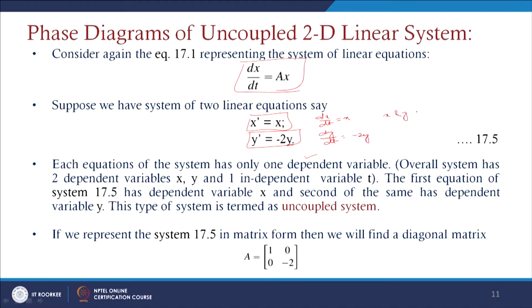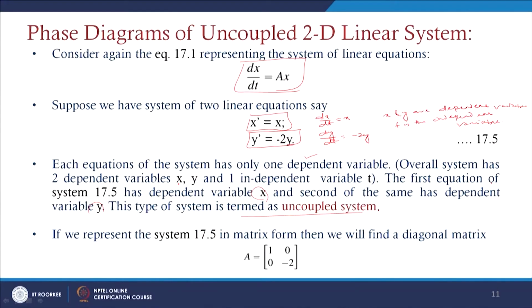So x and y are dependent variables, and t is the independent variable. Each equation of the system has only one dependent variable. Overall the system has two dependent variables, x and y, and one independent variable. The first equation has dependent variable x and the second has y. Since x is not involved in the second equation and y is not involved in the first, this type of system is termed an uncoupled system.